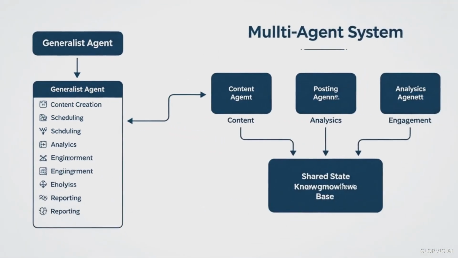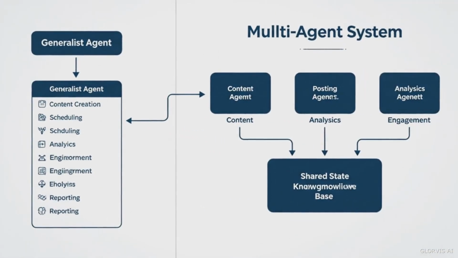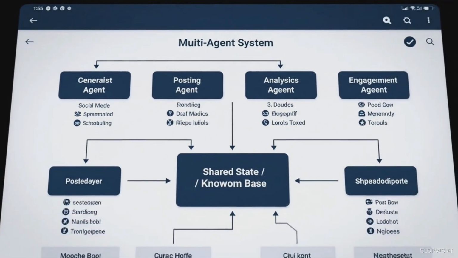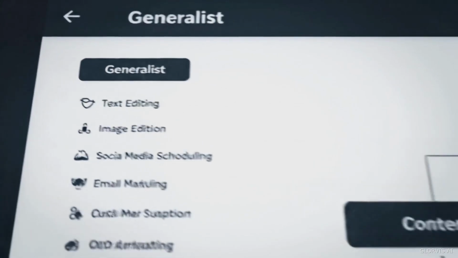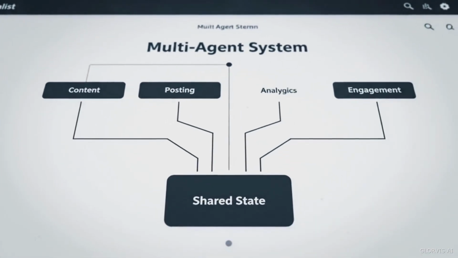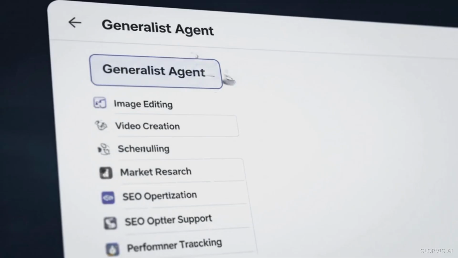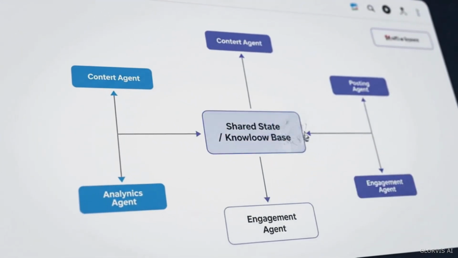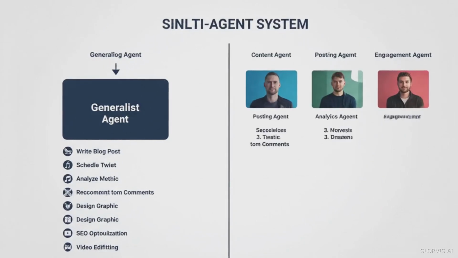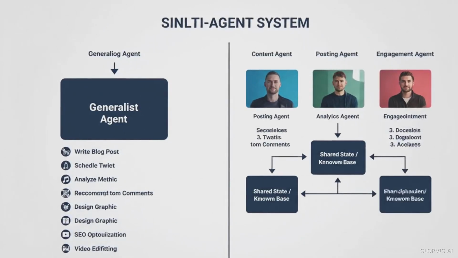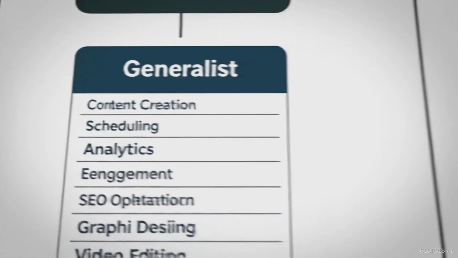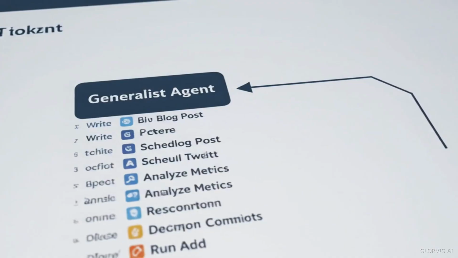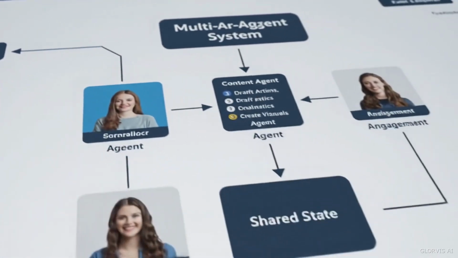Now, you'll hear the term multi-agent system thrown around a lot. Here's what it actually means. A single agent has one model, one set of tools, one goal. A multi-agent system has several agents talking to each other, each with a specialized role. In my own setup, I have a content generator agent, a poster agent, an analytics agent, and an engagement agent. They run independently, but share state through files and a small coordinator.